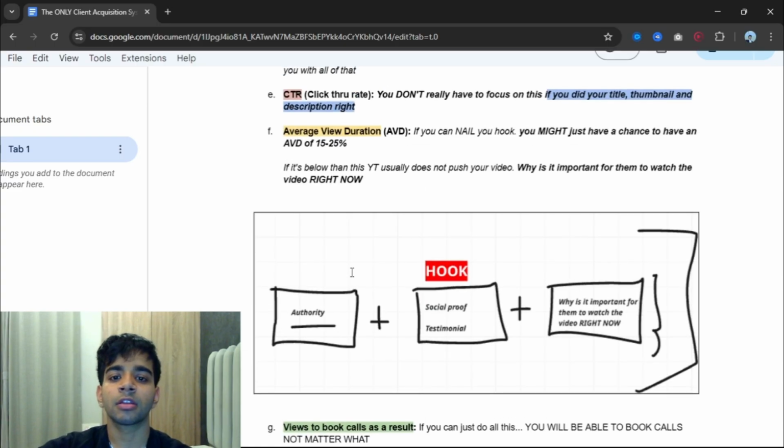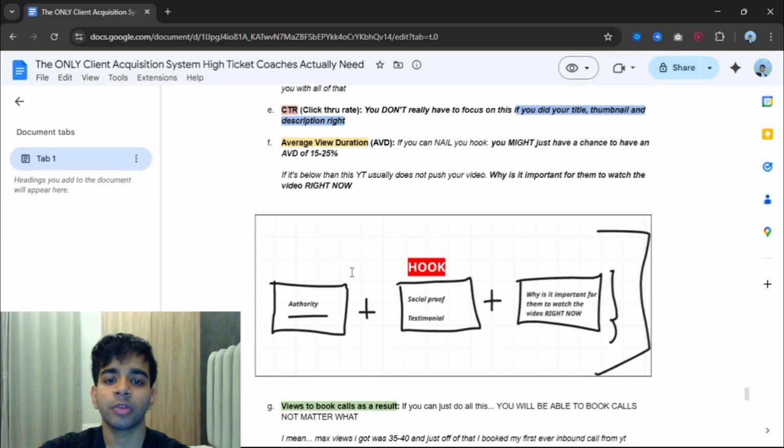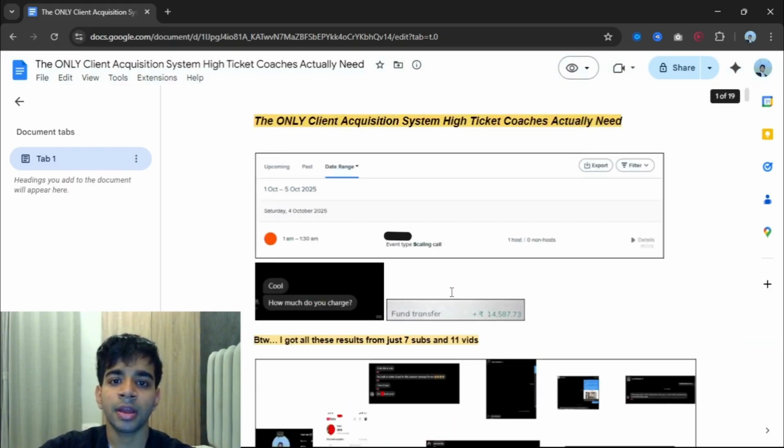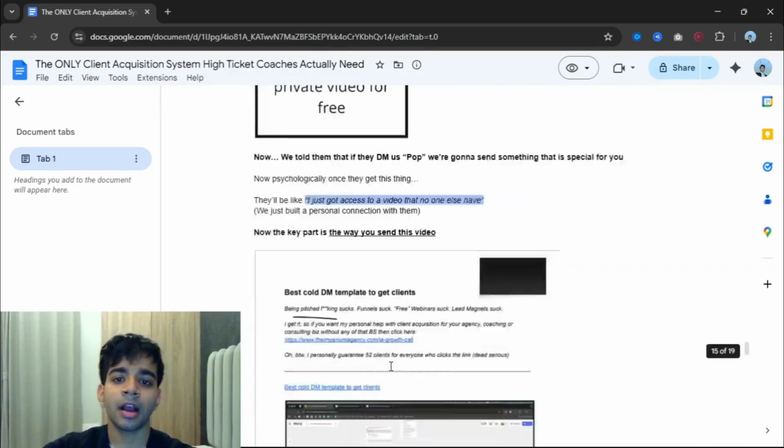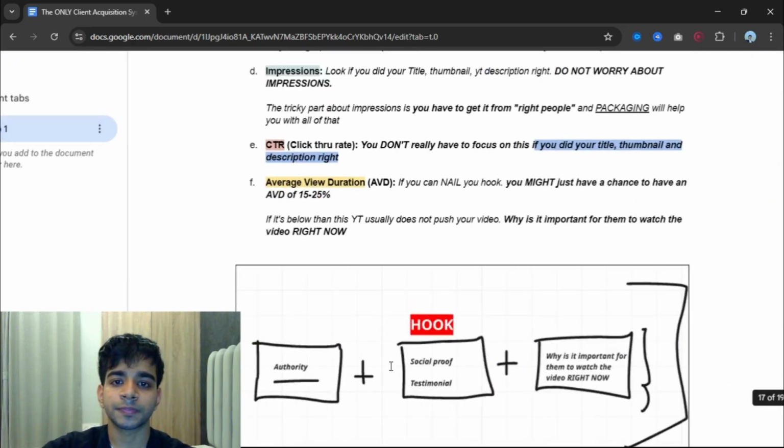So here's my simple formula for a hook, which is creating authority, providing social proof and testimonial, and basically establishing why it is important for you to watch the video right now, right? So if we go here, I tried to build the authority, credibility, and social proof with all of these screenshots, right? So yeah, I hope you understand that.